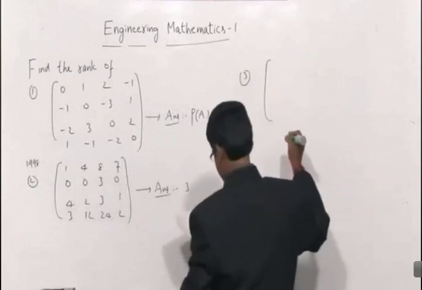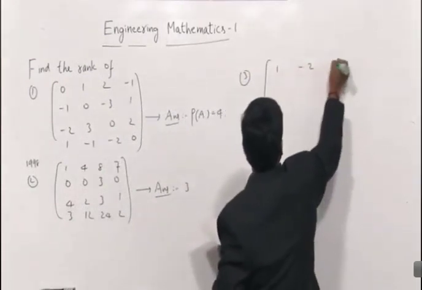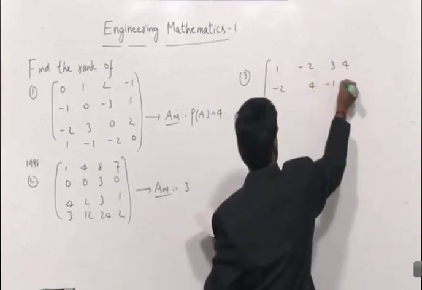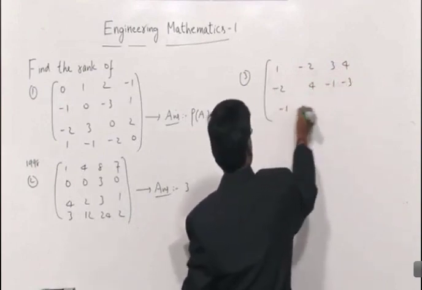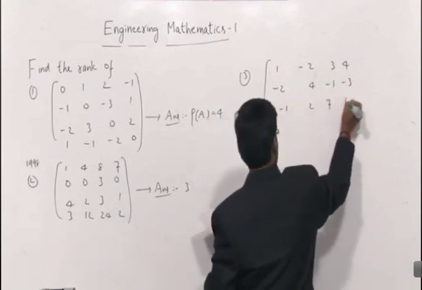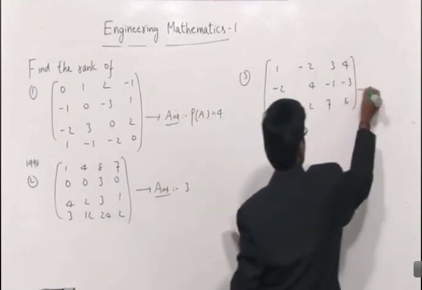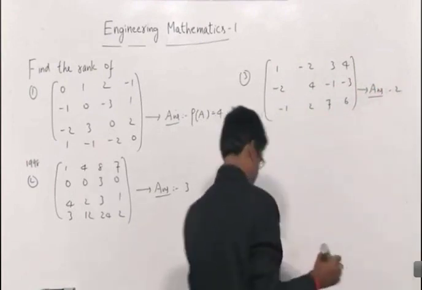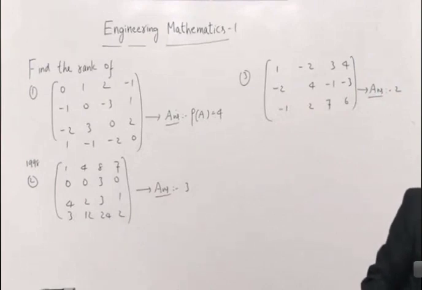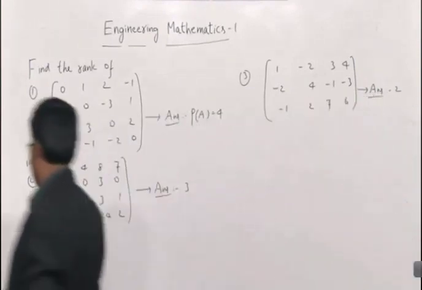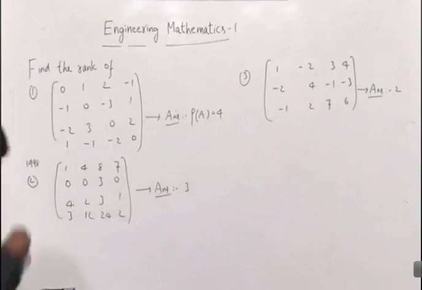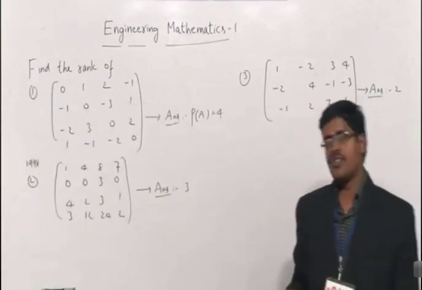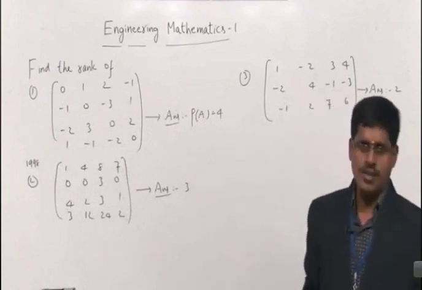One more problem is given. 1 minus 2, 3, 4. Minus 2, 4, minus 1, minus 3. Minus 1, 2, 7, 6. Answer for this problem is 2. Just try later at home whenever you are free using any method, either the rank definition method, original method, or row echelon form method.